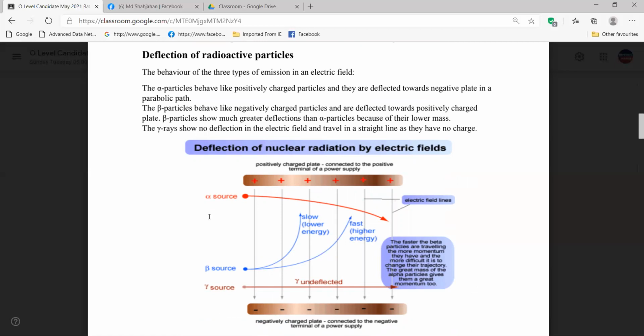Deflection of radioactive particles. The behavior of the three types of emissions in an electric field. The alpha particles behave like positively charged particles and they deflect towards the negative plate in a parabolic path. So, what is a parabolic path?